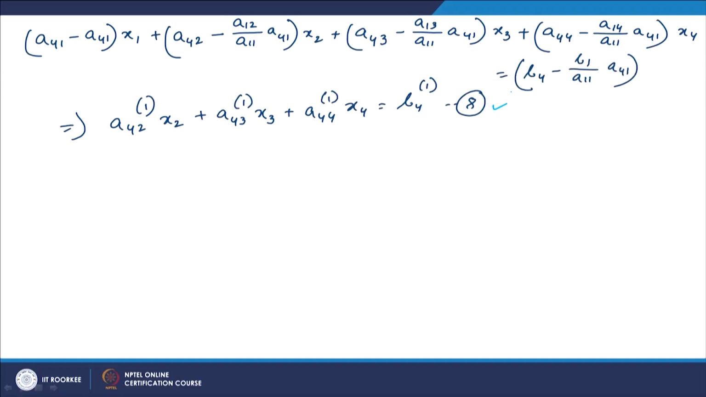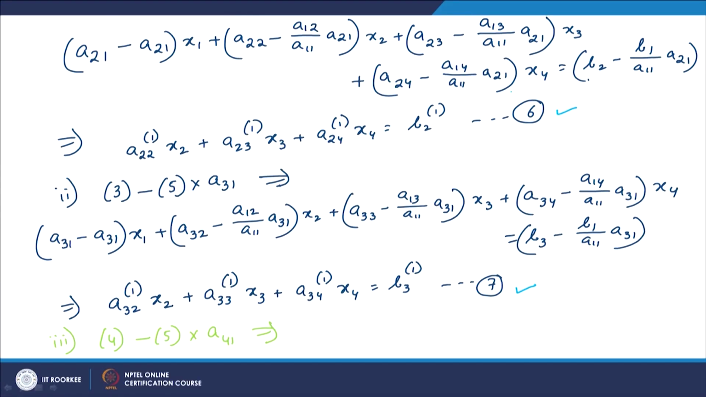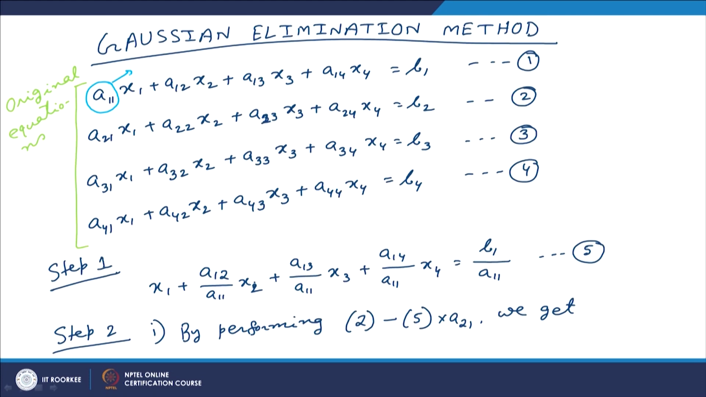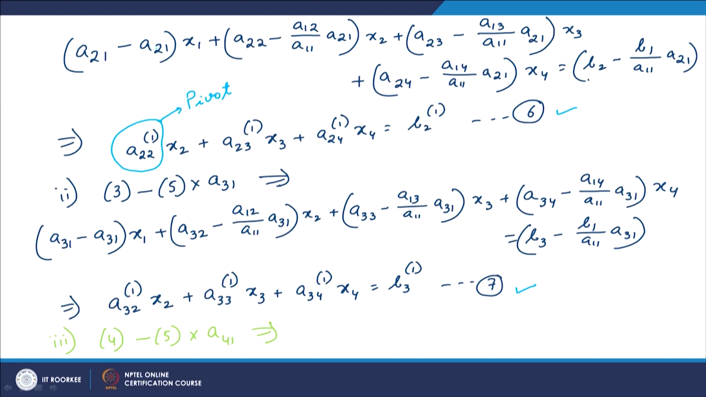Now, what we will do is, we have got 6, 7 and 8. We will now take A21 as pivot. So, we will now take this as pivot. Again, the first thing here was the pivot, we call it pivot. Now, in the next phase, we will take this one as pivot. When we take this one as pivot, we divide this entire equation by A21.